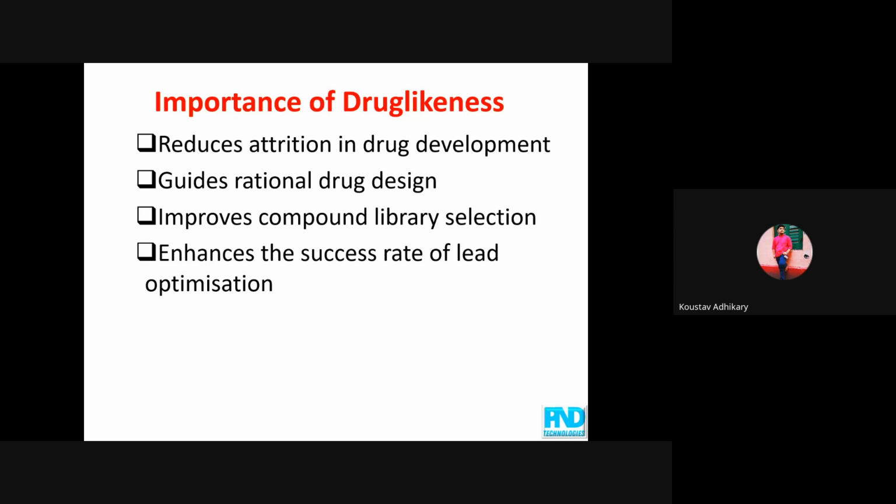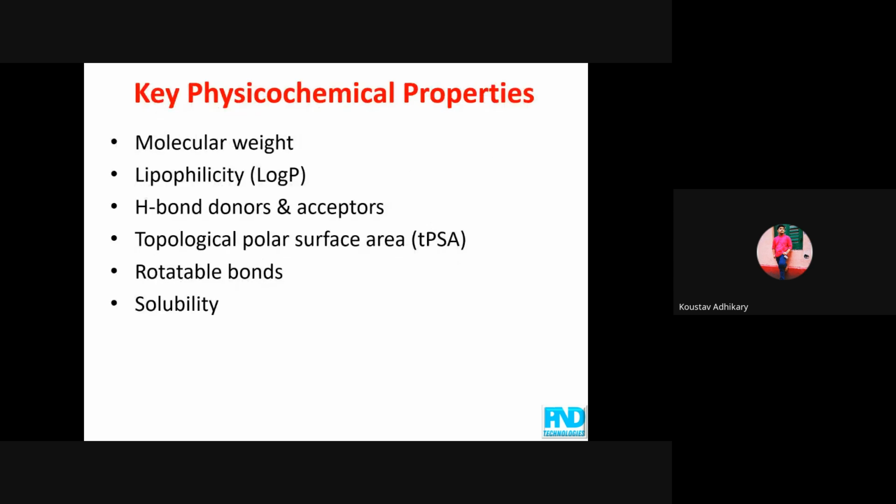So it will enhance the success rate of lead optimization. A lead has to be optimized, and after that we call it a drug. So to enhance the success rate of lead optimization, the drug-likeness property is important. So we are coming to the physicochemical properties.